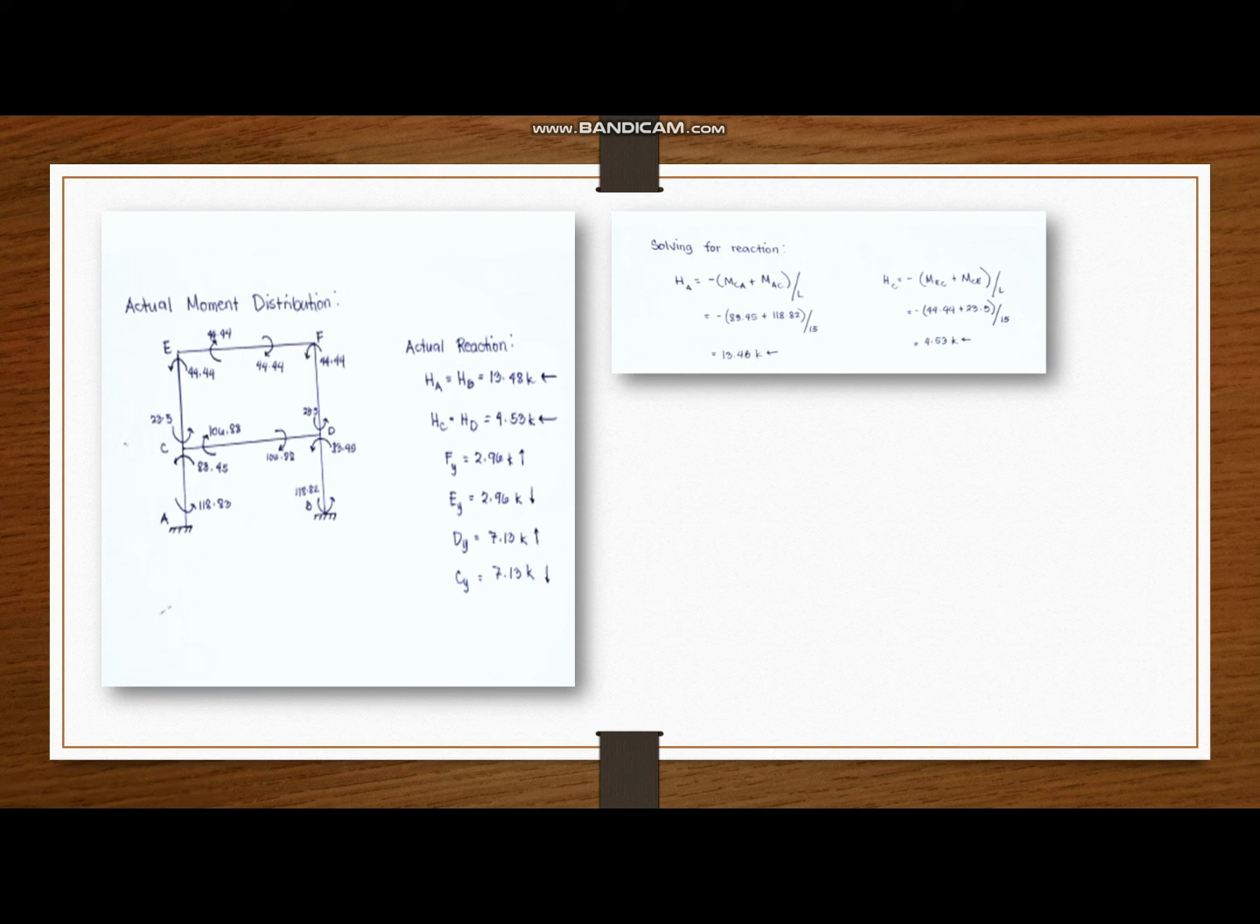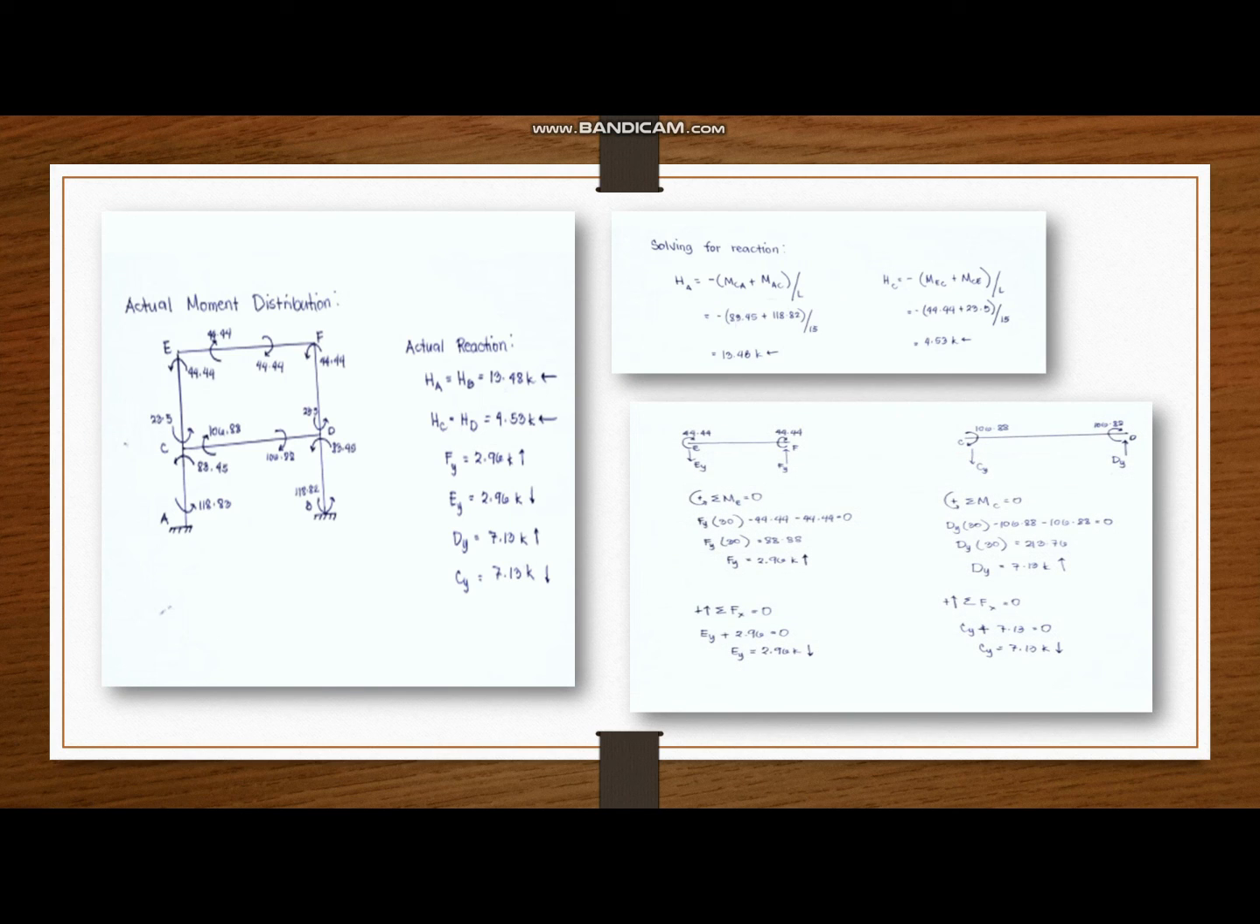So, next is HC. HC is equal to negative times MEC plus MCE all over L. So, negative times 44.44 plus 23.5 divided by 15. So, our HC is equal to 4.53 K to the left. So, next is for our member EF. So, all counterclockwise is positive. So, summation of moment E is equal to 0.